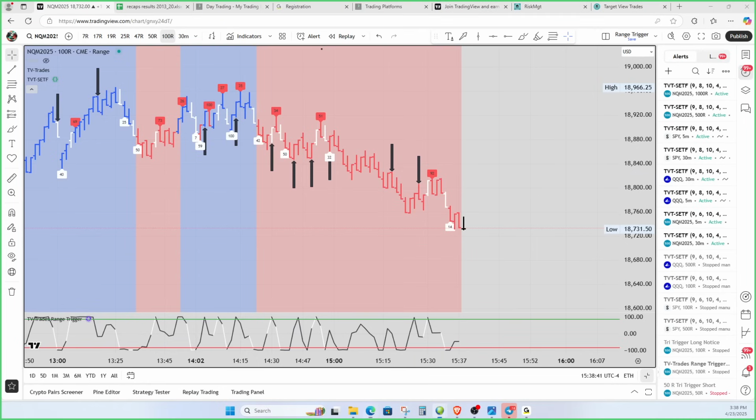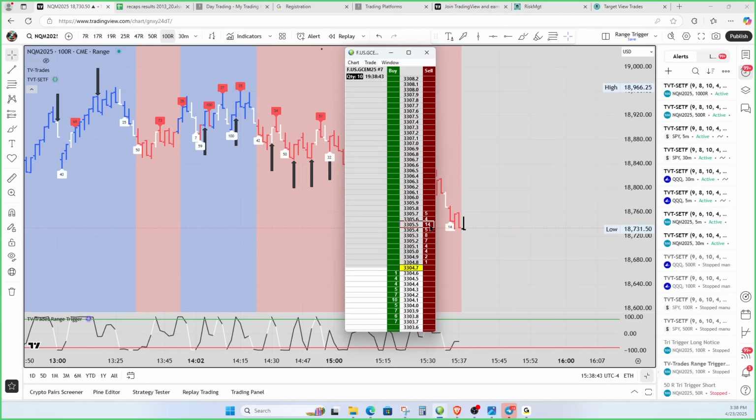Especially if you can see it on the DOM. If you can see a number on the DOM, like that number right there is going to get hit. That number down there is going to get hit. Now, it's suggesting that it's going to go down. So it might hit this one first and then go up here and hit that one because it's due for a pullback.